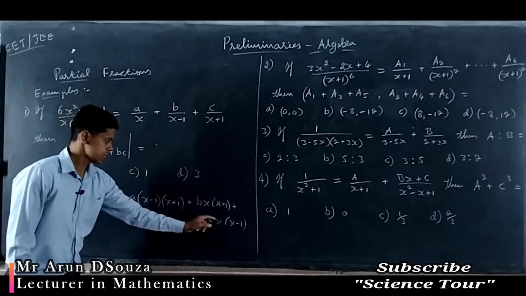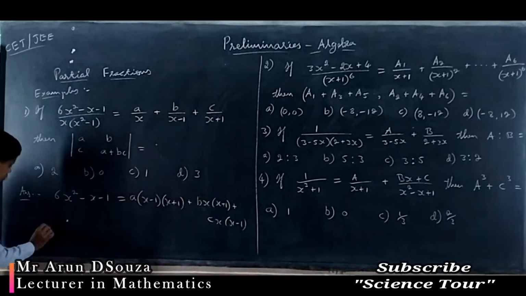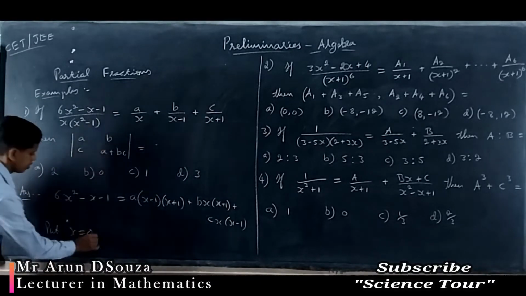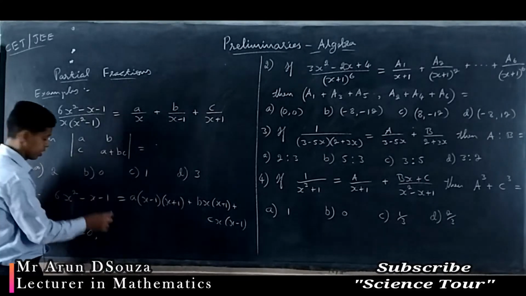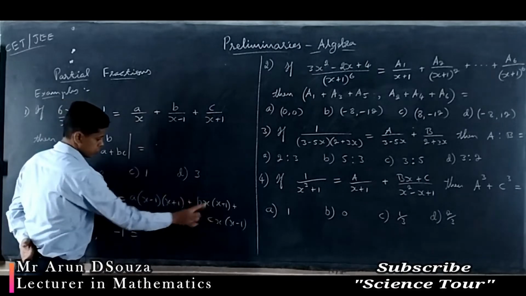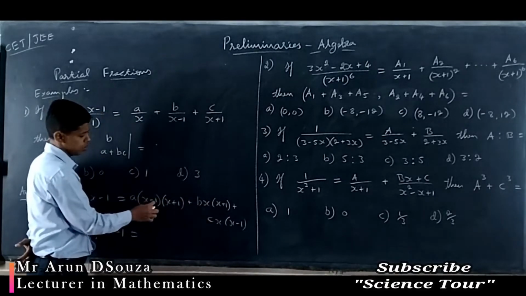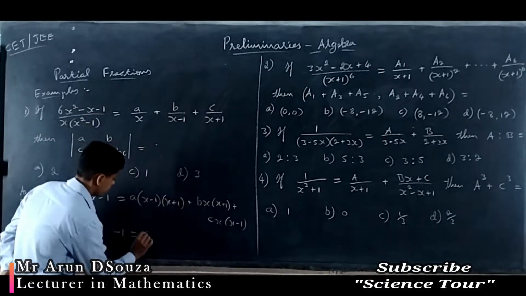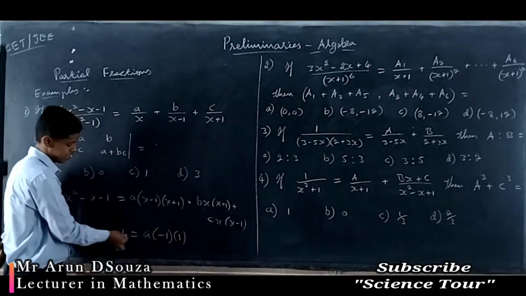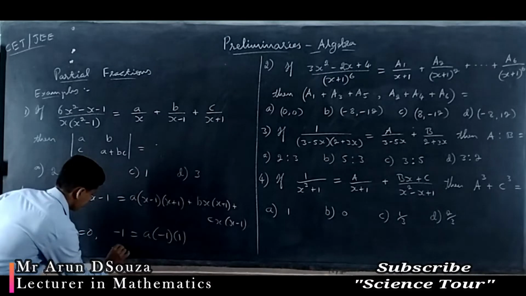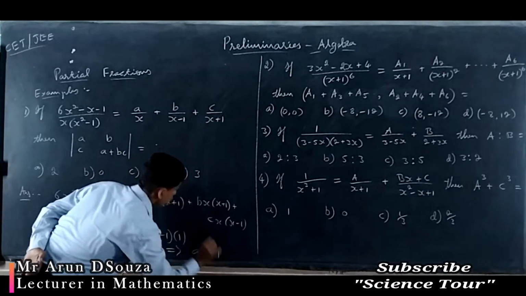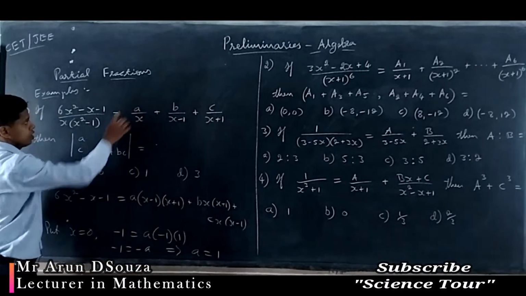That means I'll take x is equal to 0, right? So put x is equal to 0. Then what will happen here? This will be minus 1. So if x is 0, these two will be 0. So 0 and 0, minus 1 into 1, correct? So minus 1 into 1. So that means minus a is equal to minus 1. So what does that mean? a is equal to 1. So we got the value of a, that is 1.